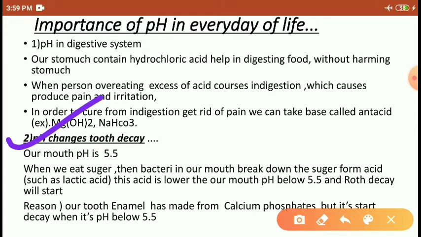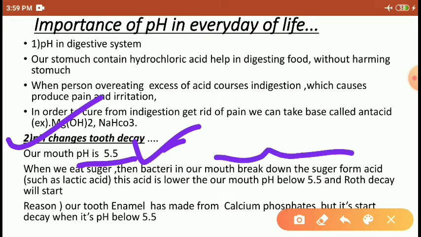Okay, pH change and tooth decay. Our mouth pH is 5.5, students. When we take sugar, the bacteria in our mouth break down the sugar. When we eat chocolates, toffee and some sweets, the bacteria break down the sugar particles stuck in our teeth.